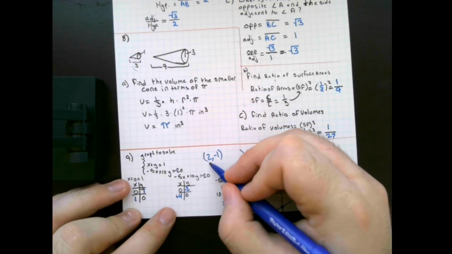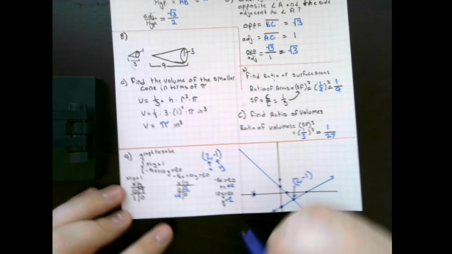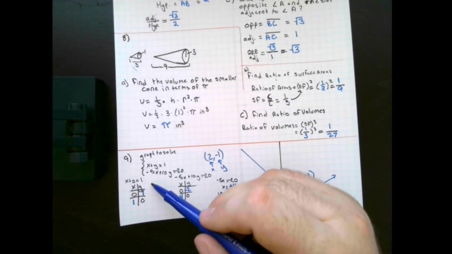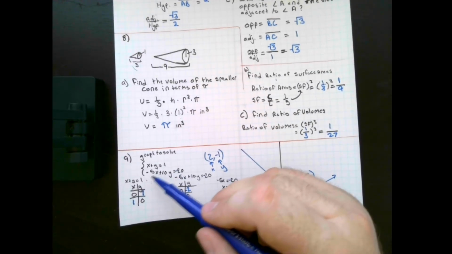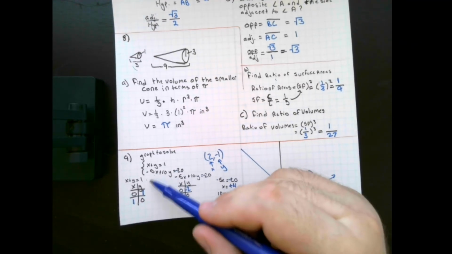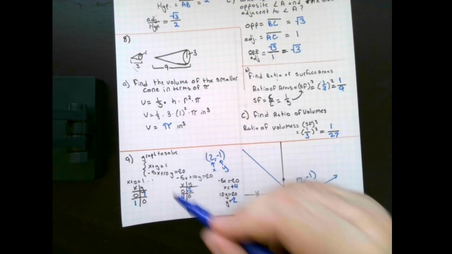Now it's important to note this is my x value, this is my y value. If I plug these back into the equation, 2 plus negative 1 is 1, and if I plug this back in, negative 5 times 2 is negative 10, negative 1 times 10 is negative 10, negative 10 and negative 10 make negative 20. So it works in both equations.